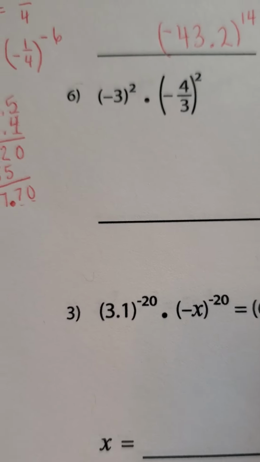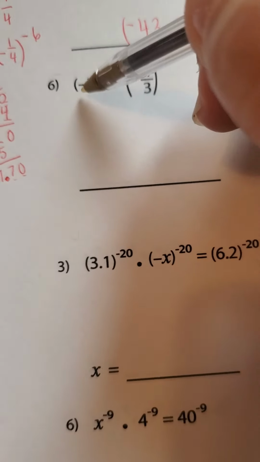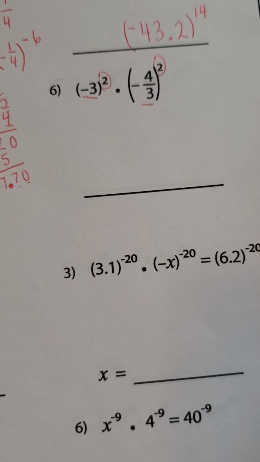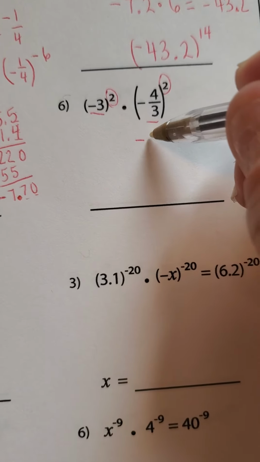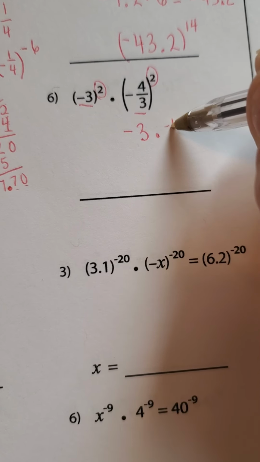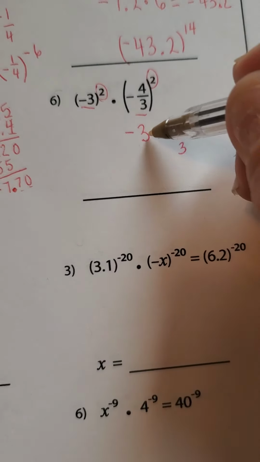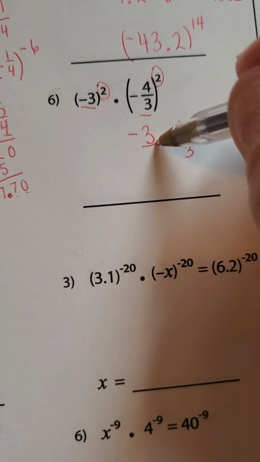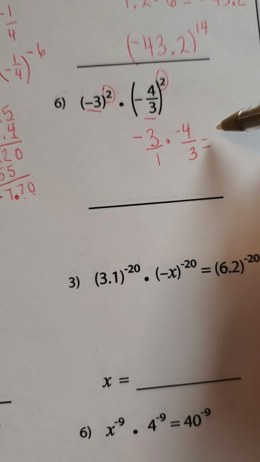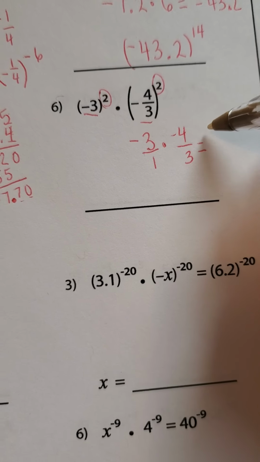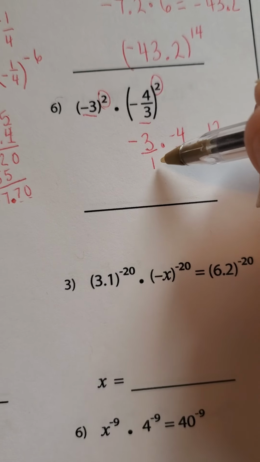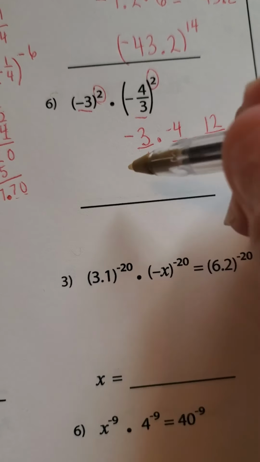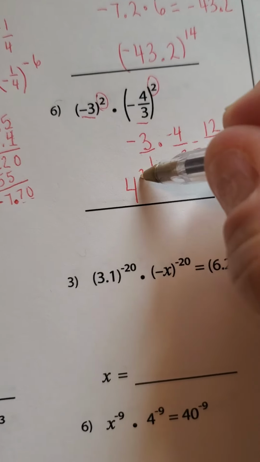Question number 6, still in part A. Again, we've got the bases of negative 3, negative 4/3. We've got those matching exponents. So we're going to go ahead and multiply those bases together. So negative 3 times negative 4/3. Now, in order to make this a little bit easier, I'm going to go ahead and write that negative 3/1. Make them both look like fractions. So if I have negative 3 times negative 4, I have positive 12. 1 times 3 is 3, and 12 divided by 3 is 4. So my base is 4, and my exponent is 2.